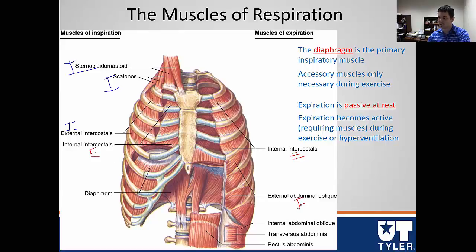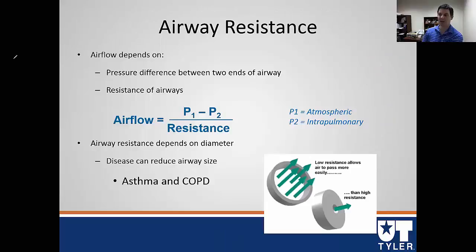The abs also help in expiration, including the rectus abdominis. So the obliques and the abdominal muscles are both going to help squeeze that. And if you think about it, if you try to breathe out, you can actually feel your abs working and pulling. So that tells us how we get air in by decreasing the pressure, but that's not the only variable.